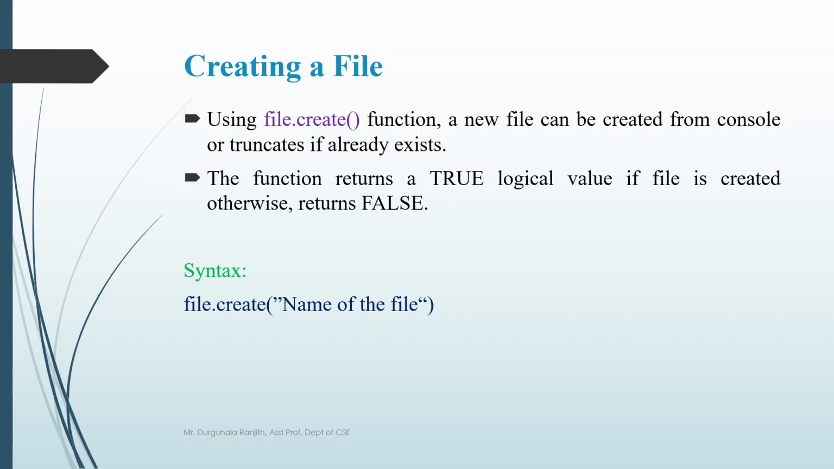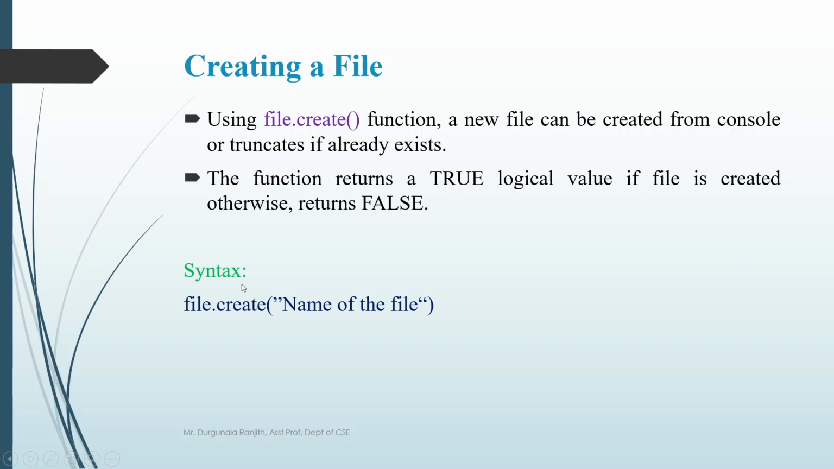Now let's get into creating a file. To create a file in R programming, we have to use the inbuilt function file.create. This function is used to create a file, and if the file already exists, it will be replaced. If the file is created, it returns true. If the file is not created, it returns false, which means it gives a boolean value as a result, either true or false.